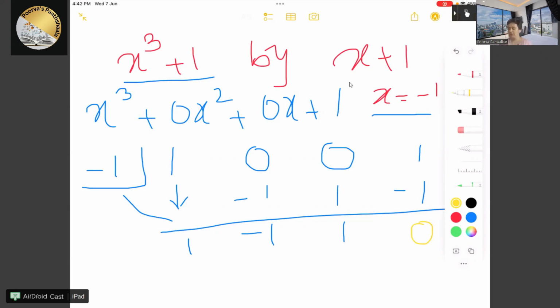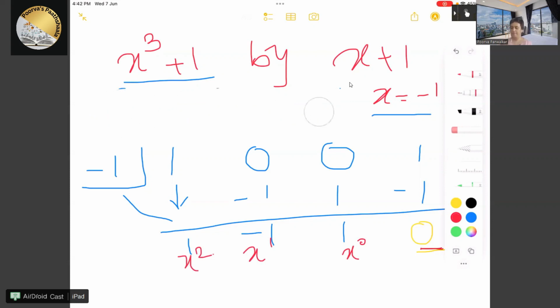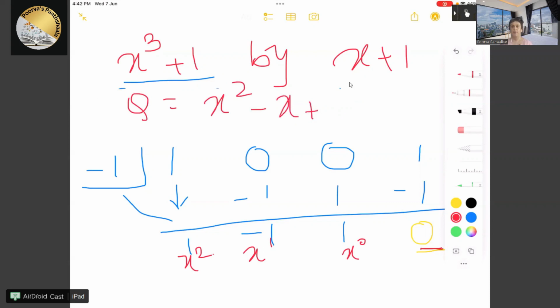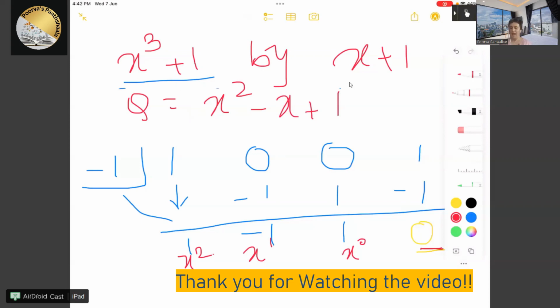Now, how do I write the quotient? This obviously becomes my remainder, which is 0. Starting from here, x raised to 0, x raised to 1, and x square. So my quotient becomes x square minus x plus 1. Remember, whatever sign I get, I have to write it. And my remainder, as I mentioned, is 0.